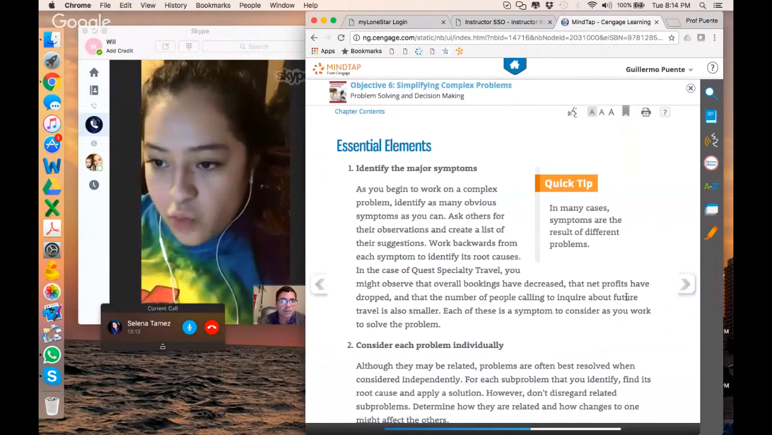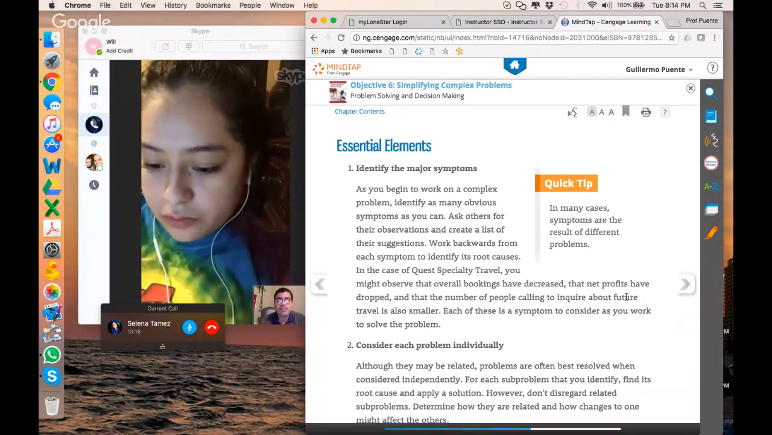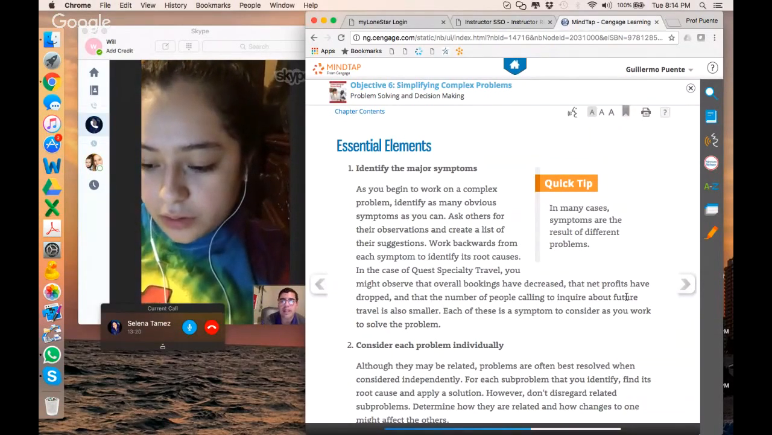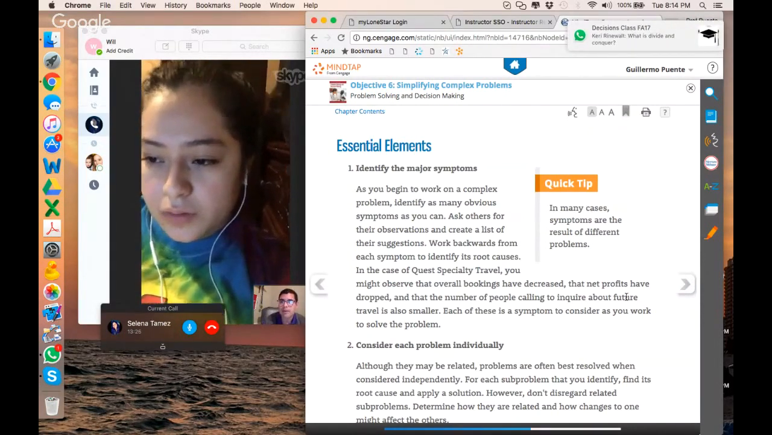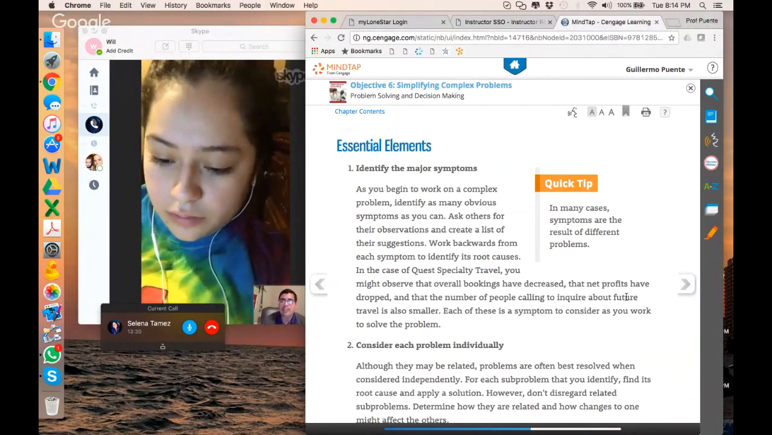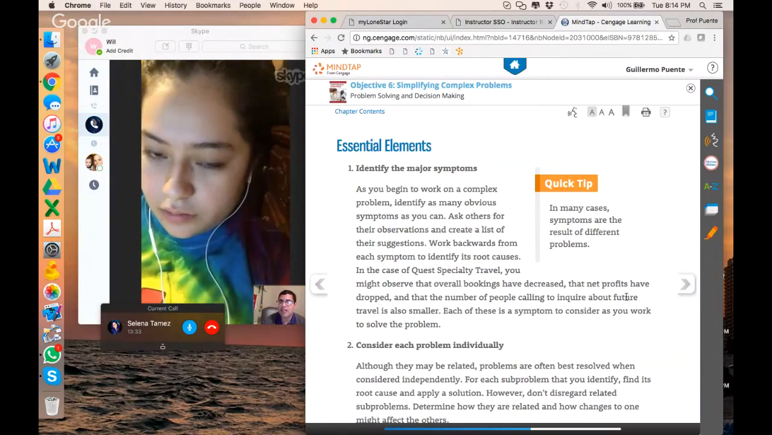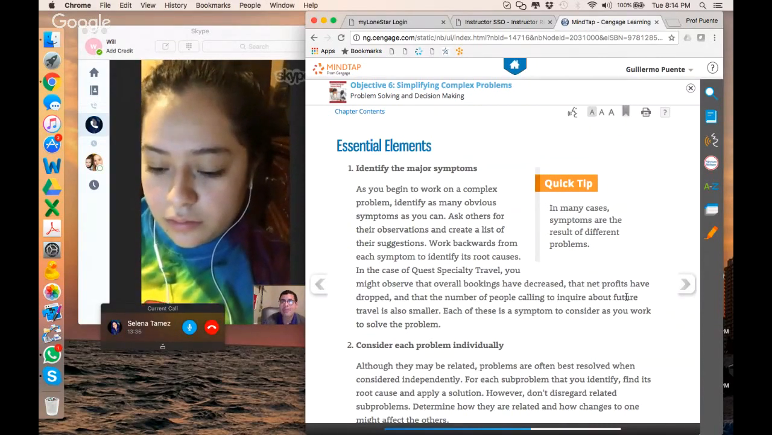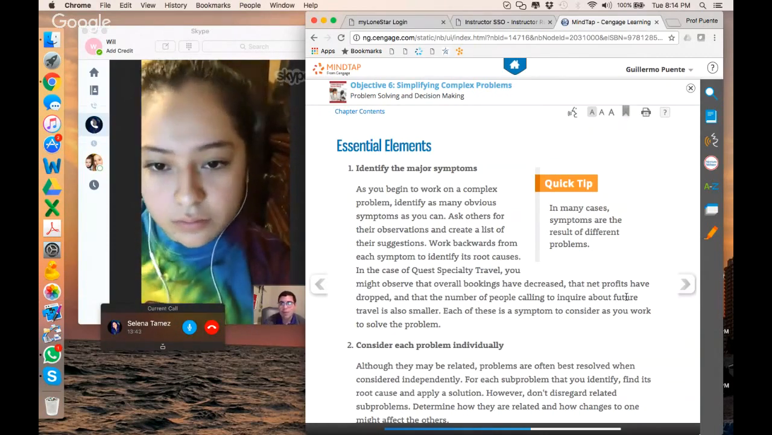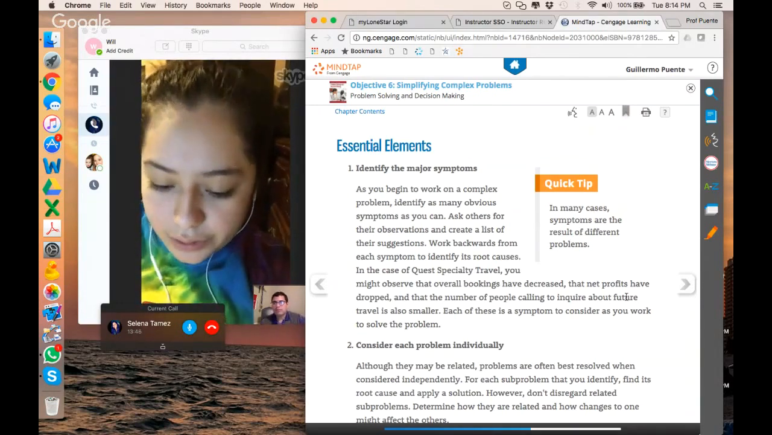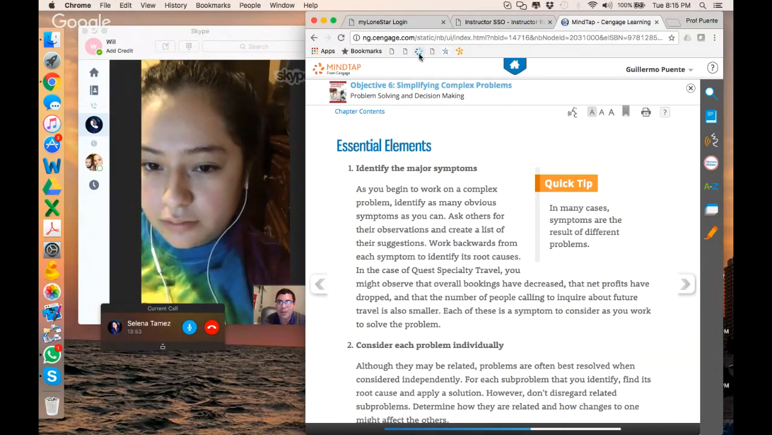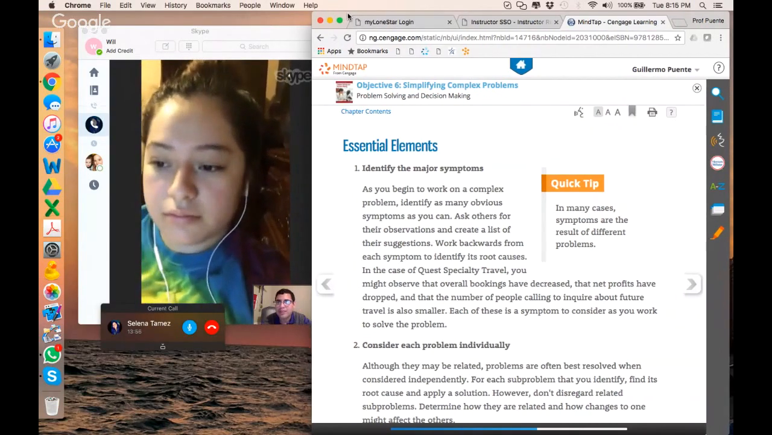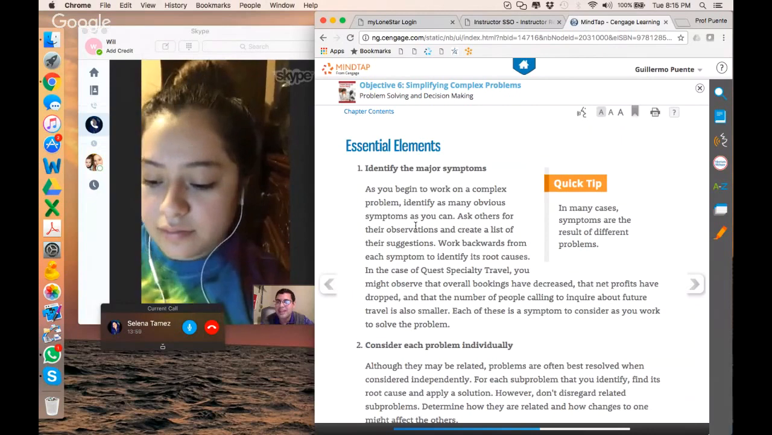Simplifying complex problems. Identifying a major symptom. As you begin to work on a complex problem, identify as many obvious symptoms as you can. So now it's saying, look for the multiple symptoms that you need, right? And one of the things you have to realize is that you have to work backwards from the symptom, not necessarily the cause, because that's the thing you're kind of fixing, but the symptom itself. So if your vehicle has a bad noise, what would that be, Selena? That would be a symptom. Exactly. So I bet with that bad noise, something else is going along with it. Maybe some rattling, right? Some vibration. And that's all symptoms upon symptoms. And then you get to the cause of those symptoms.